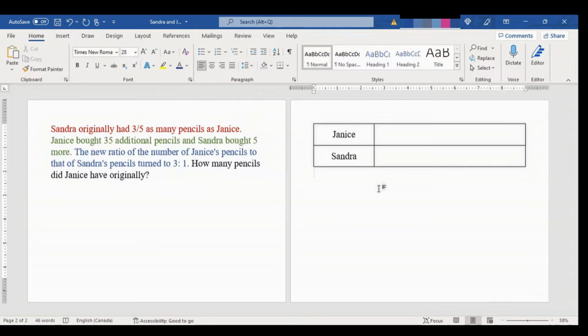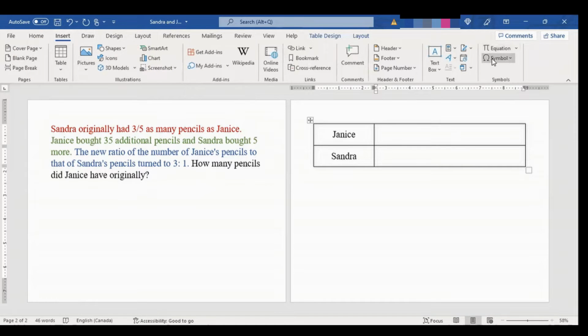So now that we have that, we'll work on the red sentence first. Sandra originally had 3/5 as many pencils as Janice. So to fill in the table, we're going to give Janice 5/5, which we'll represent in the form of circles. Give her 5 of these, give her all of her 5ths. Now we'll give Sandra 3 of those 5ths, as the red sentence states.